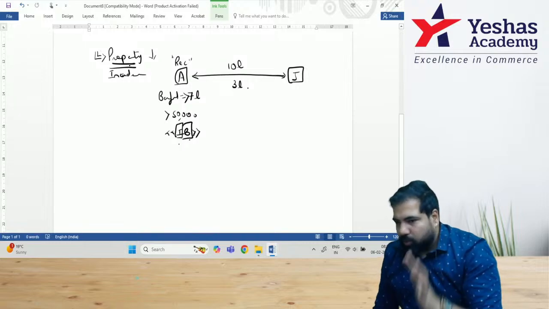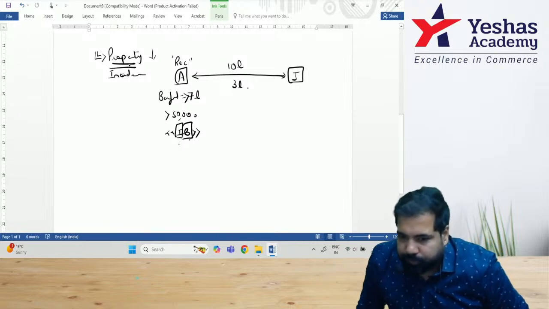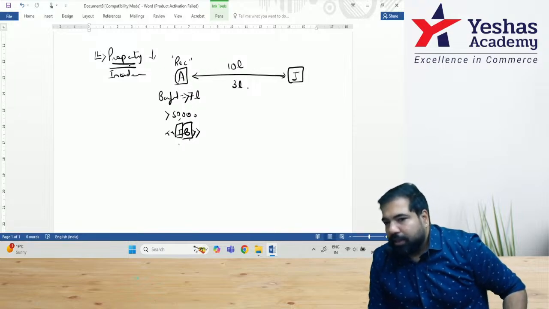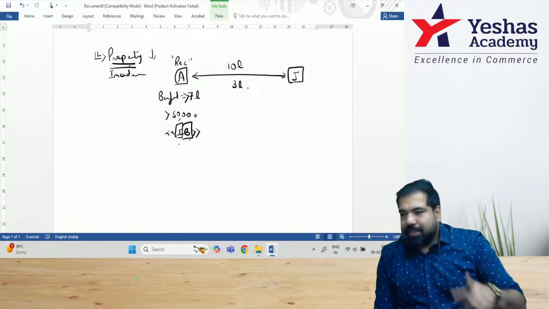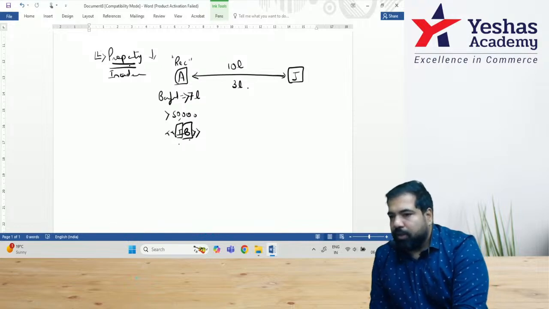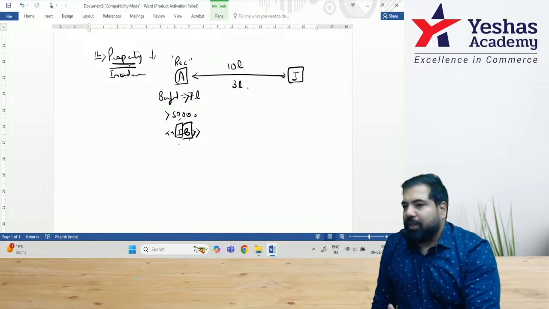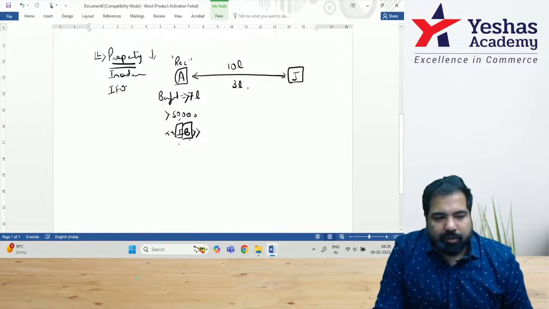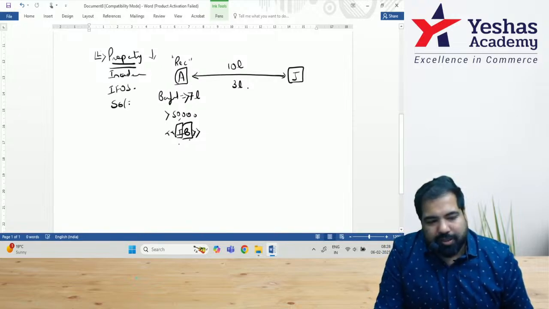So now let's conclude this, guys. Who is the receiver here? A. What did he receive? Jewelry, worth 10 lakh, for 3 lakh. Is there an IB? What is the benefit? 7 lakh. Is it more than 50,000? So this benefit will be taxed under which head of income? Therefore, same section 56.